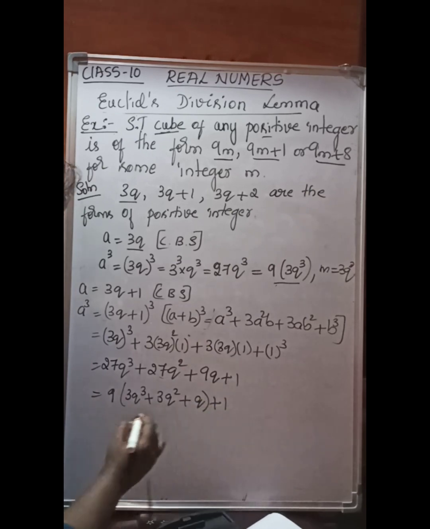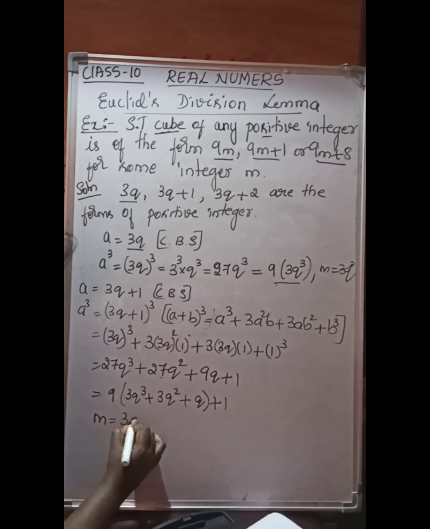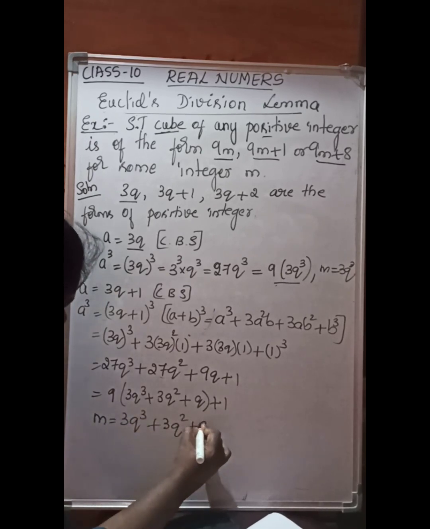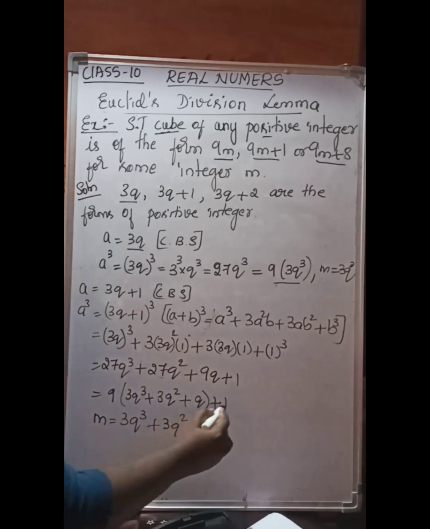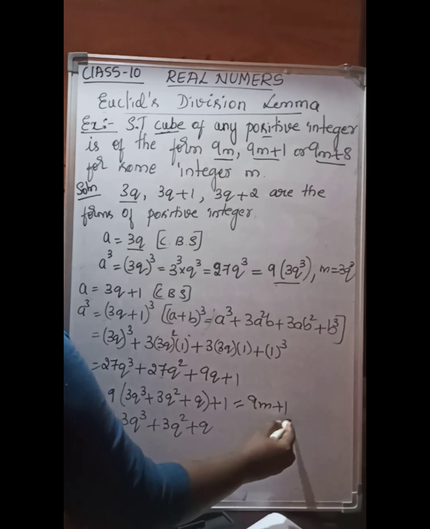See this here, this whole value will act as m, where m equals 3q cube plus 3q square plus q. So this exists in the form of 9m plus 1.